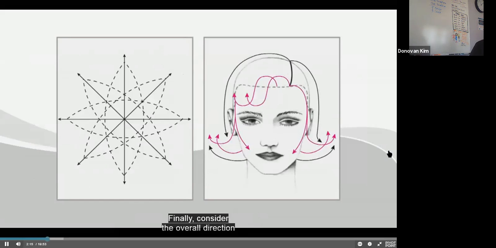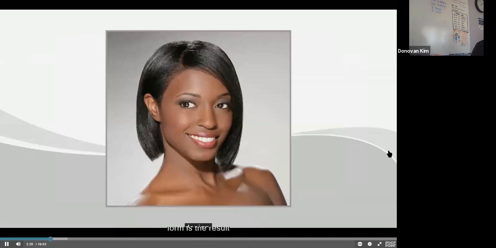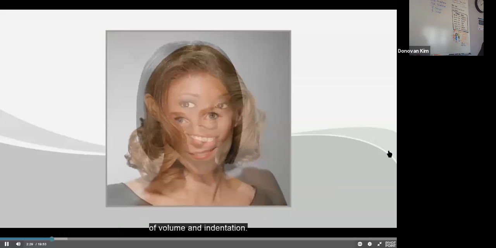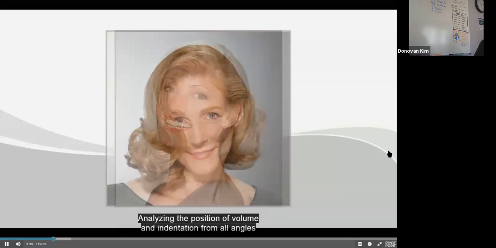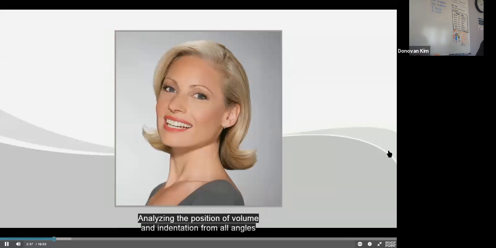Finally, consider the overall direction in which the hair is moving, as well as the directions within the form. This allows you to gain an abstract view of the hair design. In hair design, form is the result of volume and indentation. The form of a design can expand in any direction. Analyzing the position of volume and indentation from all angles allows you to view the outer shape of the design.